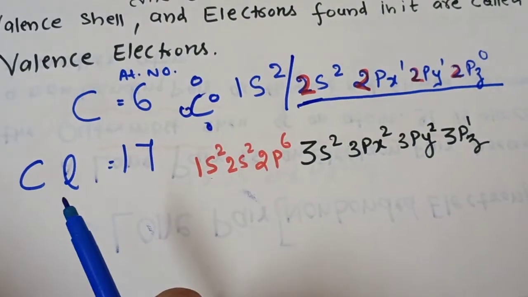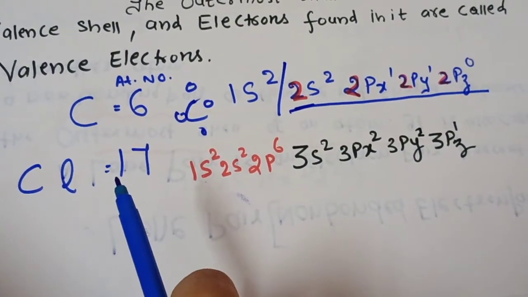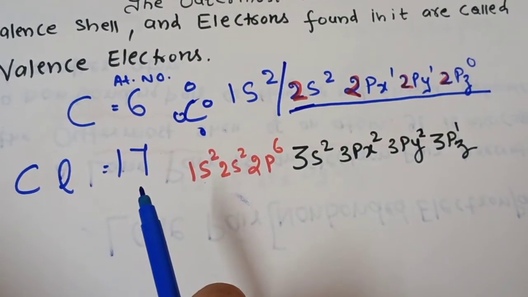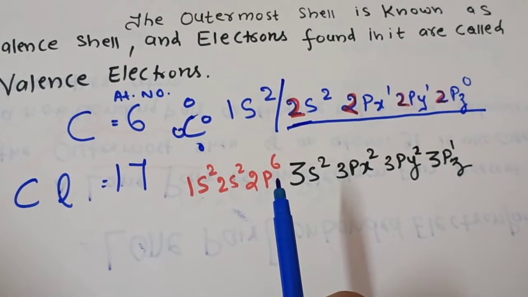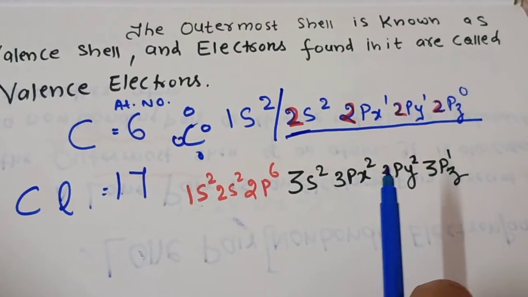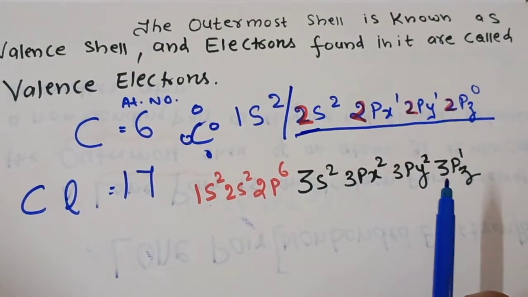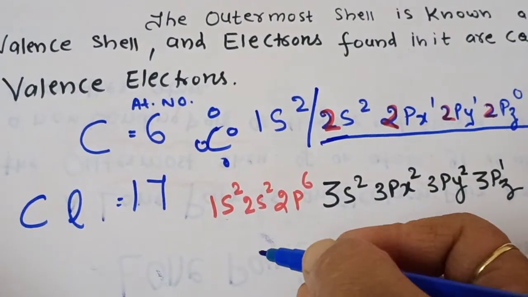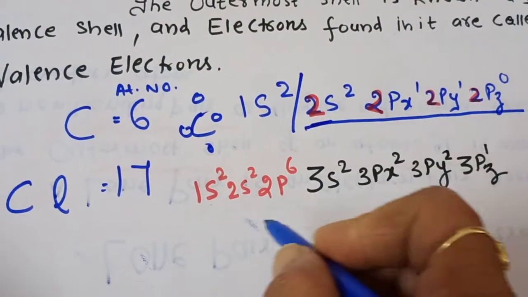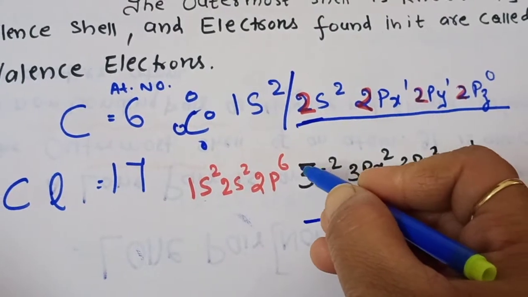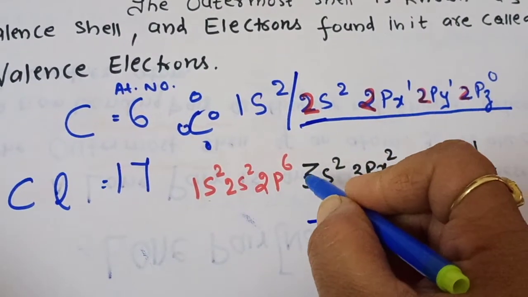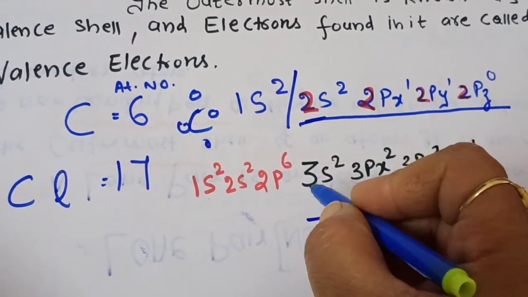So now let us see the example of chlorine. The atomic number of chlorine is 17, and we will write the configuration as 1s2, 2s2, 2p6, 3s2, 3px2, 3py2, 3pz1. So students, what is the outermost shell in the case of chlorine? It is very clear. The third is the outermost shell. Means what is the n quantum number? This is the principal quantum number n.